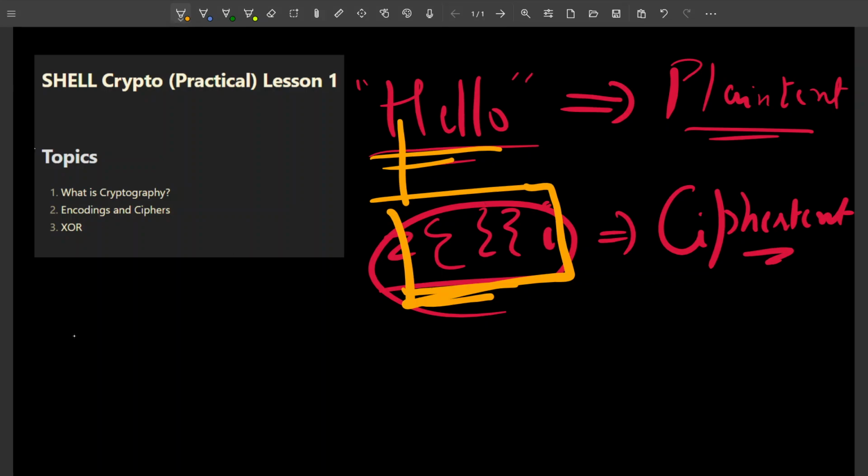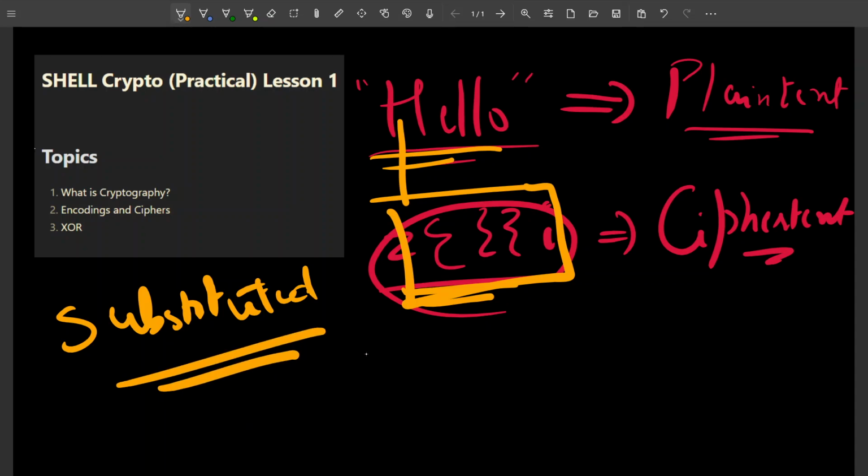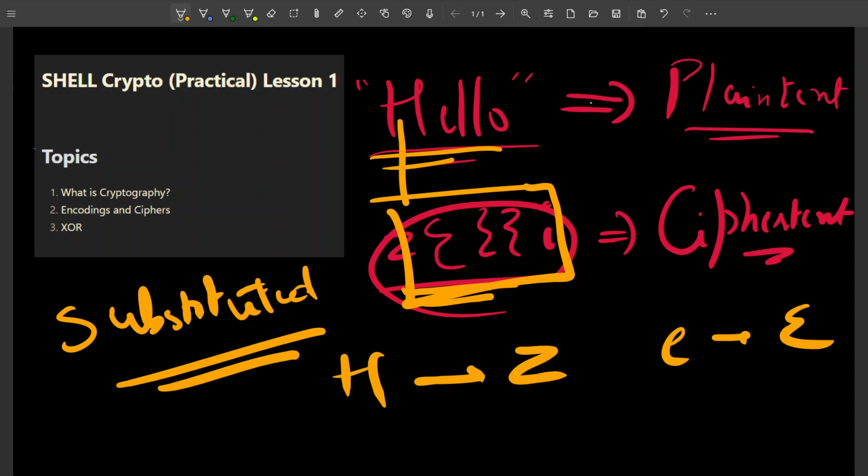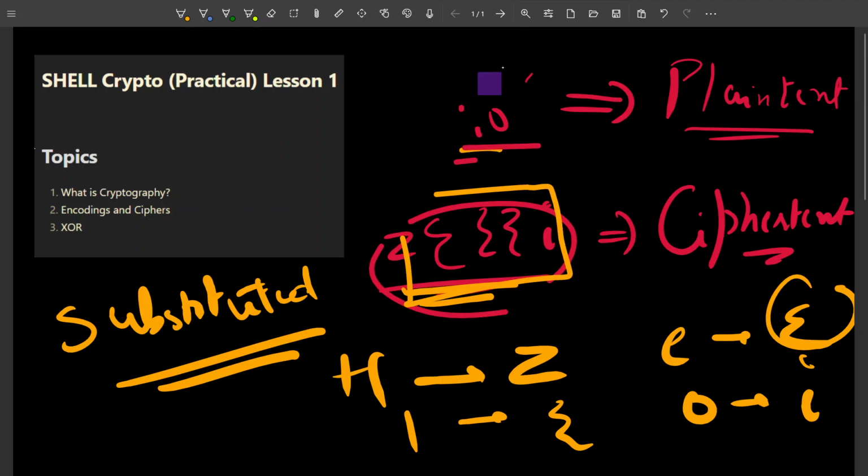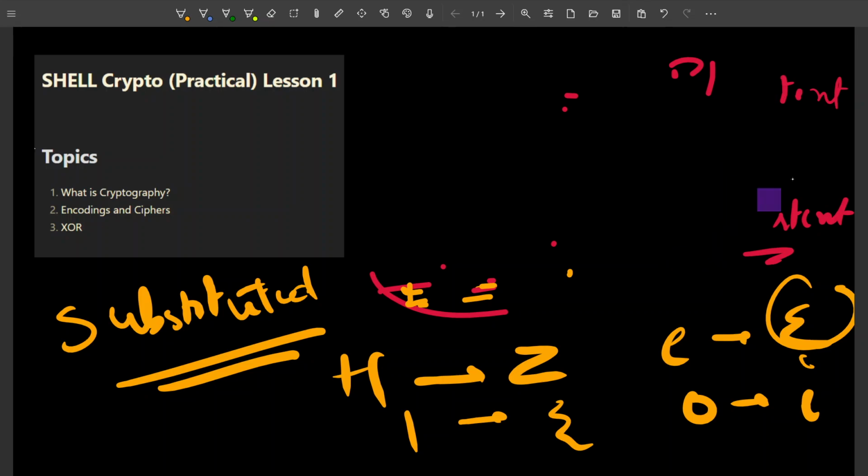So each letter, in a way, is being substituted by another symbol. Yes, each letter is being substituted by a symbol. H is being substituted by this Z looking symbol. Then E is being substituted by this zeta, or epsilon looking symbol. Then these L's are each being substituted by this squiggly line, and O is being substituted by this I like symbol. So what we're doing is taking each and every part of the message and substituting it with another symbol. Now this is our key, this table of substitution.